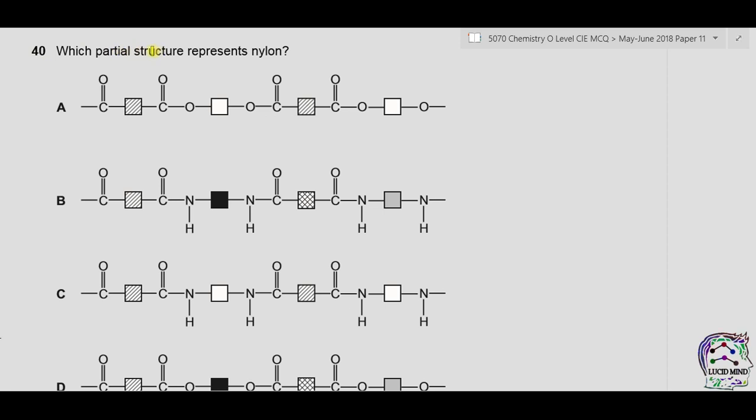Question 40. Which partial structure represents nylon? Now for nylon you should remember that it consists of an amide linkage, and in the amide linkage carbon is double bonded with oxygen. Carbon makes a single bond with nitrogen which is bonded to hydrogen. In A we have C double bond O, O, which is an ester linkage, it is not an amide linkage, so A is incorrect. Similarly in D we can see again we have an ester linkage, so D is also incorrect.